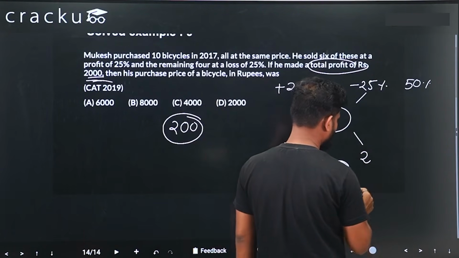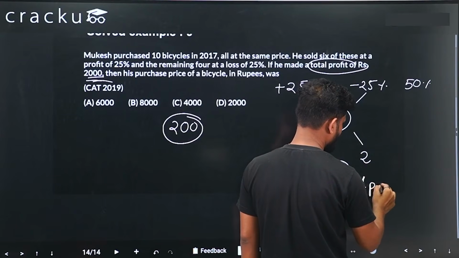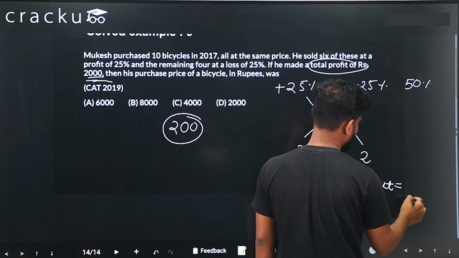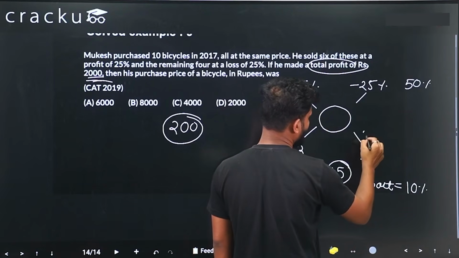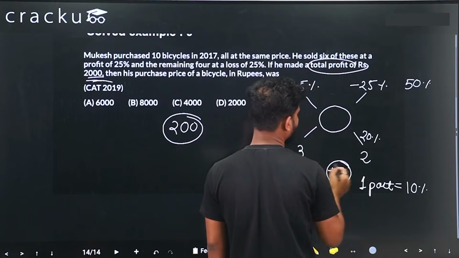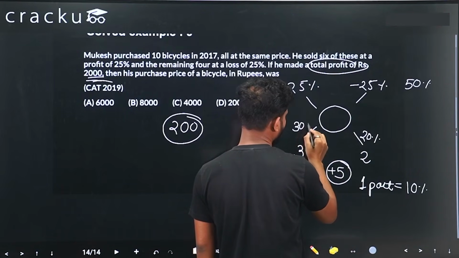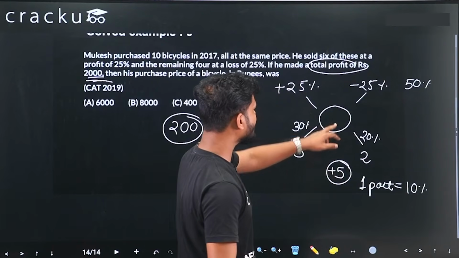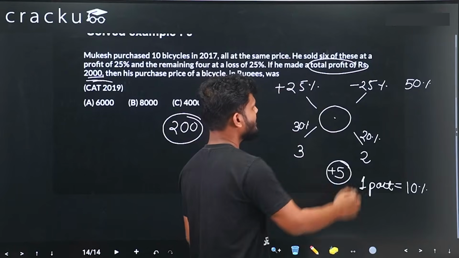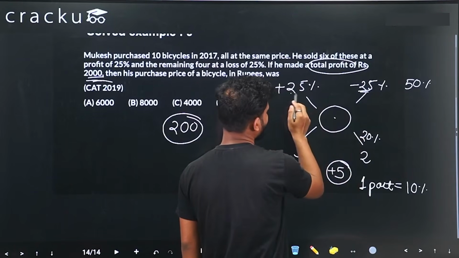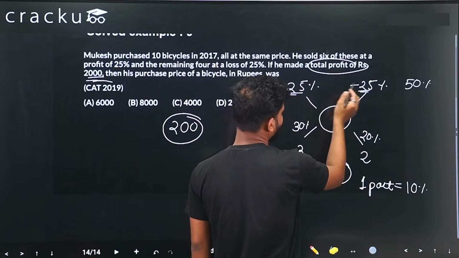So one part will be equal to 50% by 5, which is 10%. So if this is 10%, 2 parts will be equivalent to 20%, 3 parts will be equivalent to 30%. Now I know this value is lesser than 25%. Why? Because we have this minus 25, this 25. So this value will be between these two.